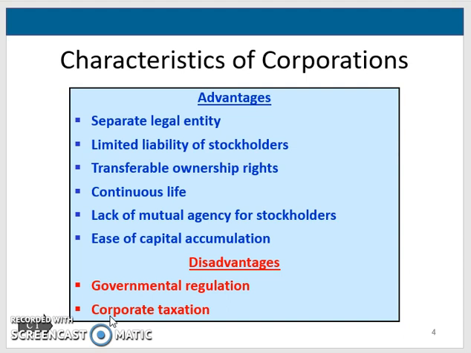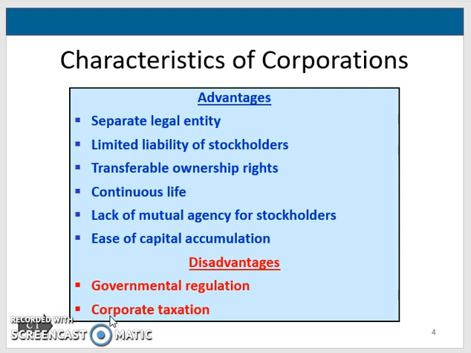The next one is lack of mutual agency for stockholders. What this means is that corporations create contracts and make decisions through their agents, or their officers and managers. Since the stockholders are often not the officers and managers, they don't have the power to bind the corporation to contracts. That's referred to as a lack of mutual agency. That's a good thing because we don't want the stockholders to be able to decide something for a company when they're not the ones running the company on a day-to-day basis. The next one is the ease of capital accumulation.